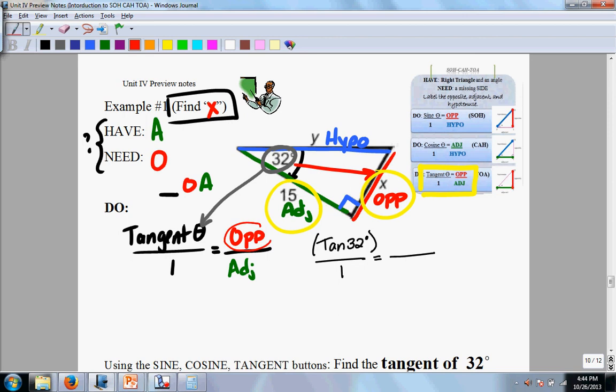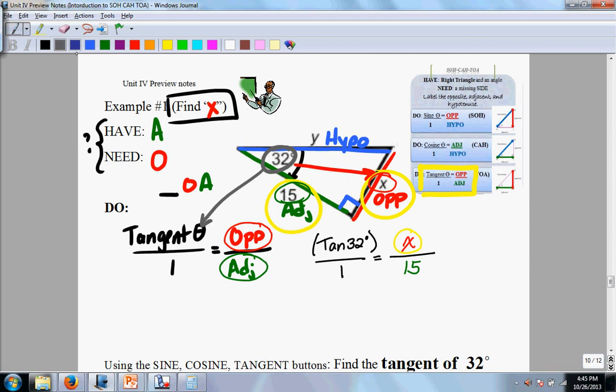Circle opposite, which is x. Circle adjacent, come up here, circle the adjacent side, which is 15. Okay, 2 more steps. You do not touch a calculator until x is by itself. Are we clear? Okay, so our goal is to get x by itself.